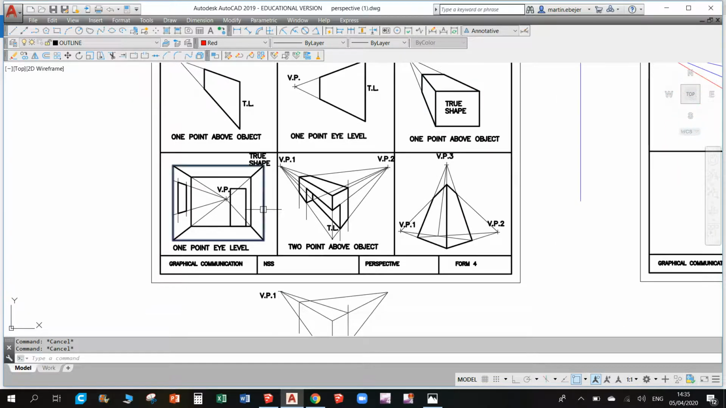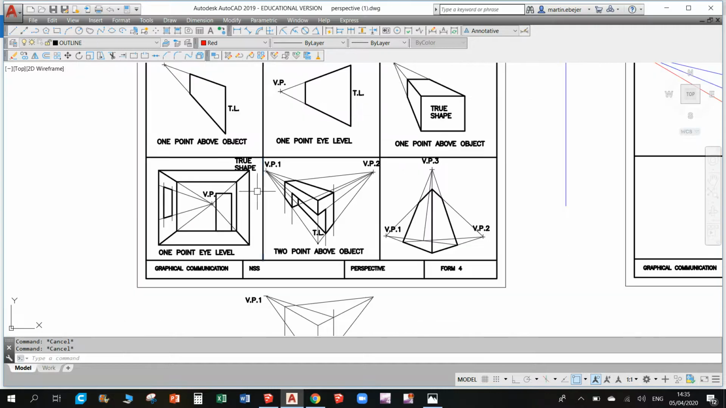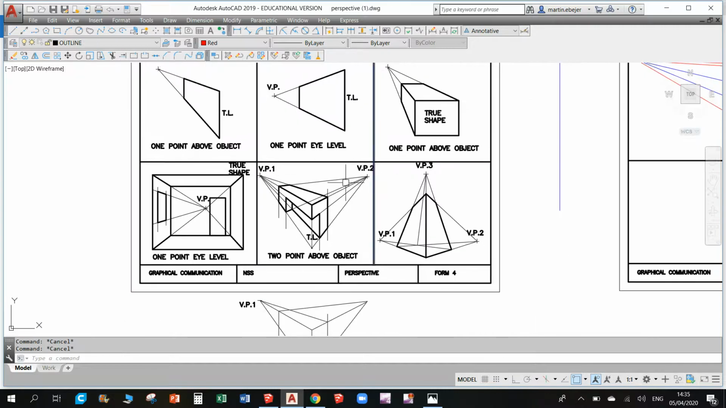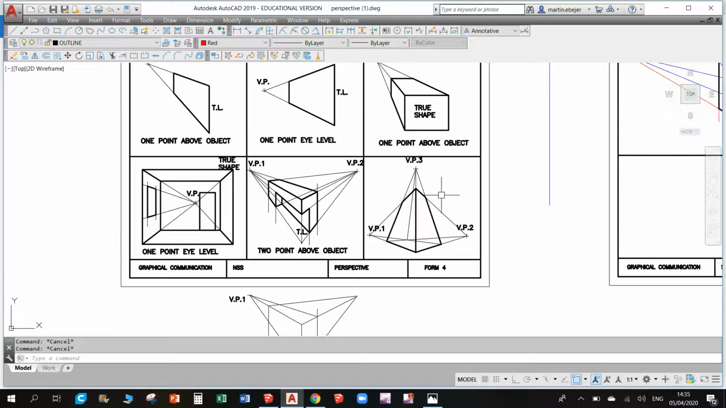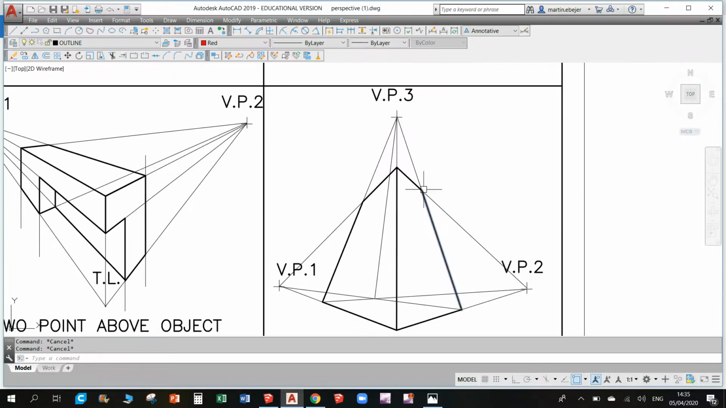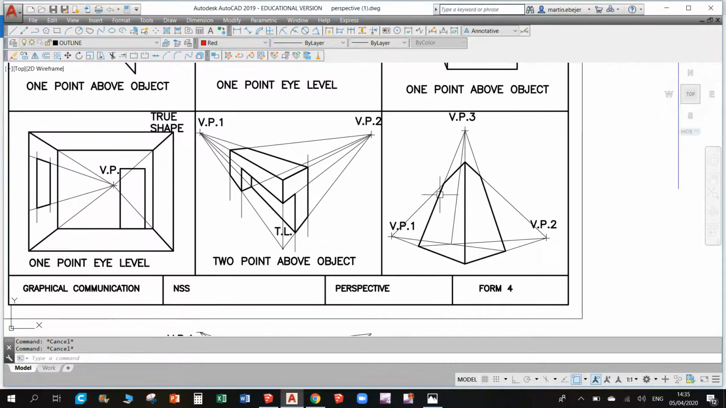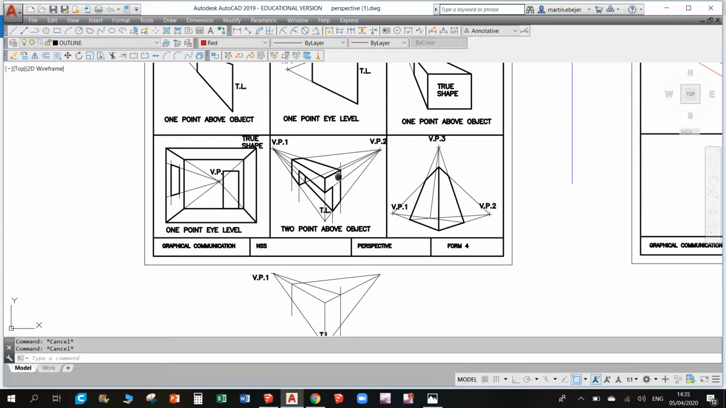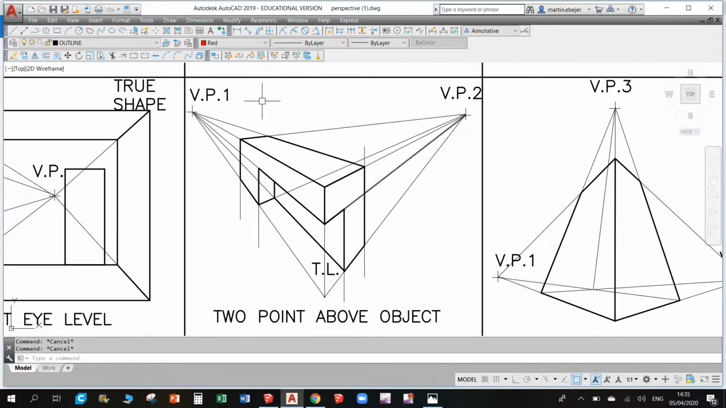Here we have 1 point perspective, which we're going to take later. Here we have 2 point perspective, the method we're going to use today. And here there is 3 point perspective. The 3 point perspective you don't have in the syllabus. I just did it here to give you an idea. Today we're going to tackle how you do a similar drawing using measurements.